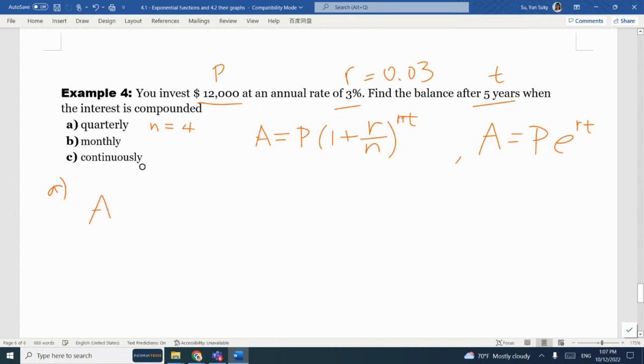Plug into the formula. So A equals P, which is 12,000. And then 1 plus R, which is 0.03, over N. What's N? 4. Raised to the power of N, which is 4, times T. What's T? 5. Okay, plug this in your calculator. What do you get? Give me 2 decimal places.